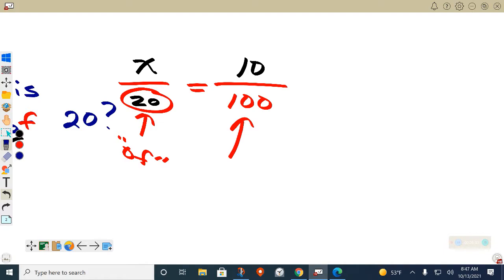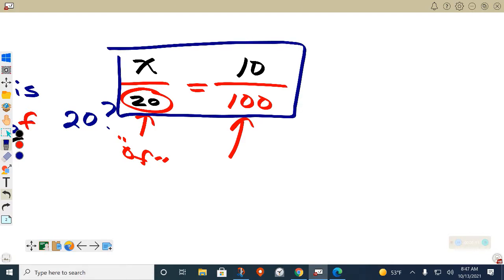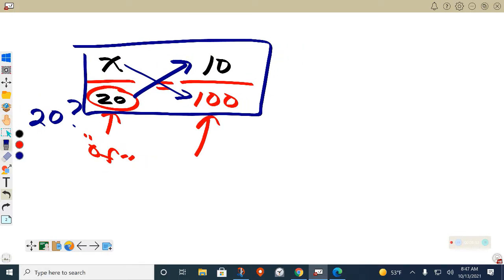Okay, so once we have this set up, like the video showed you yesterday, we're just going to cross multiply. The way to solve for an unknown in what we call a proportion, a fraction equaling another fraction, we just cross multiply. And it turns into this dirt cheap easy equation that you've seen in junior high school. Watch, 100 times x is 100x. And then 20 times 10, I want to say is 200 if my coffee has kicked in.